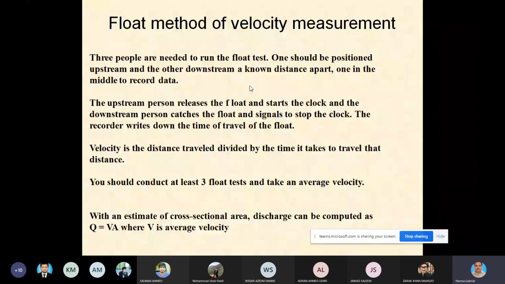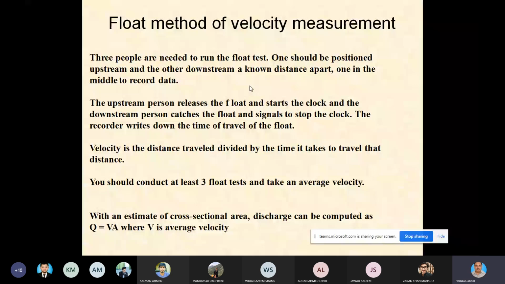So the person standing at the upstream side will release the float, and you start the stopwatch and start recording the time. When the downstream person catches that float, he will signal that he has caught it, and the stopwatch is then stopped. The third person, who is recording data, will record the time the float has taken to travel from the upstream point to the downstream point.